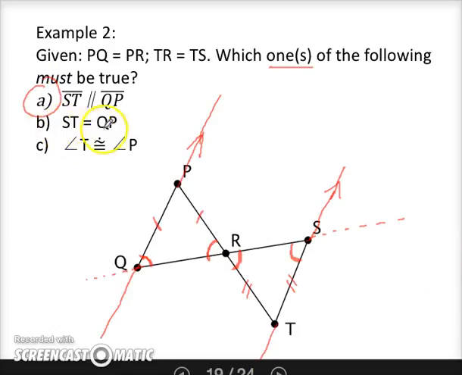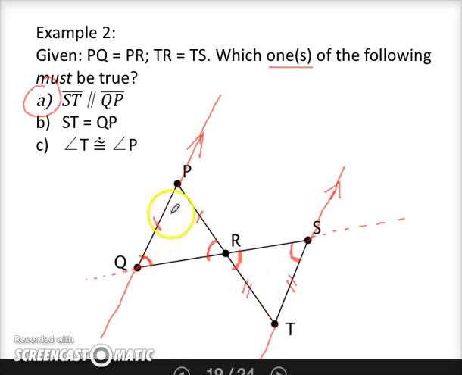Okay, what about ST equals QP? ST, this side here, equaling QP. Well, I was careful in the beginning not to mark this segment congruent to this segment because we weren't told that. Is there any way we could deduce that? Possibly by proving these two triangles congruent. But notice that the segments that I have marked congruent are all in one triangle. There's no segment here that's congruent to a segment over here.